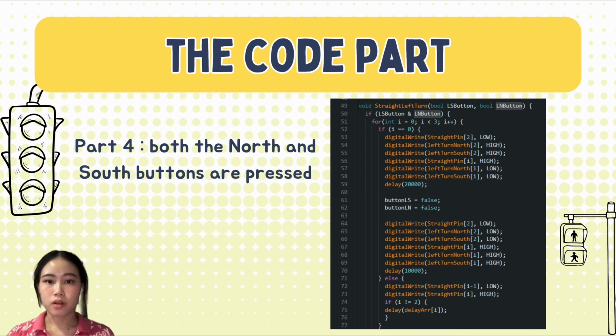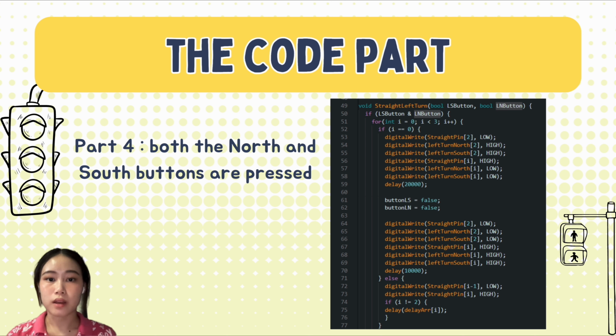After this will be the four conditions that are in the straight and left turn. Condition 1: the situation where both the north and south buttons are pressed. If I equal to 0, meaning the crossing light is green, then set the straight pin to low, meaning the red light is off. Set the left turn north and south pin to high, meaning the red light is on.